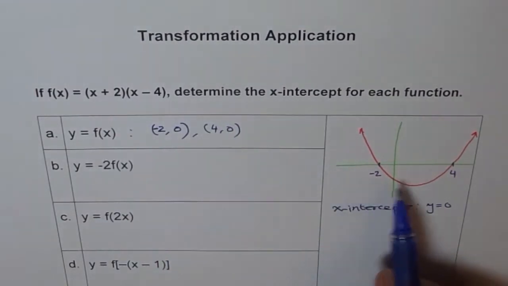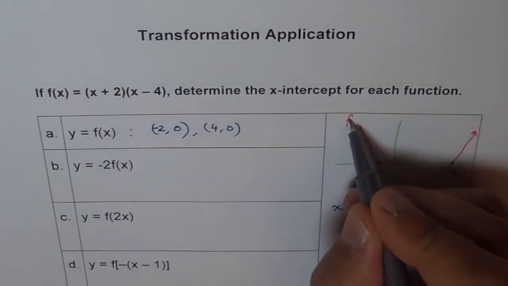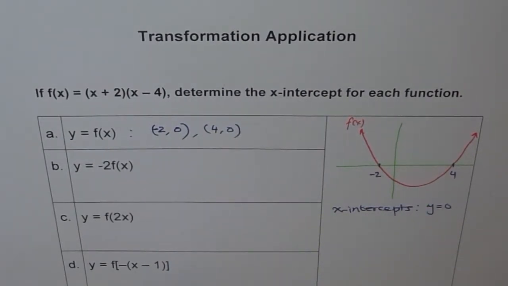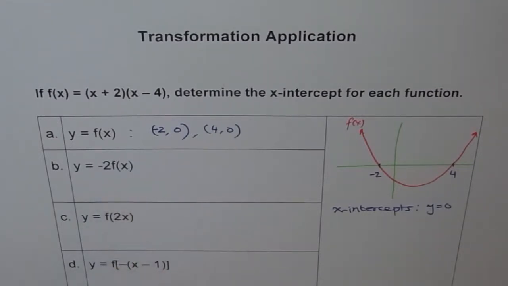So as I've shown here on the graph, this is my function f of x, correct? The idea to show this graph on the side is to show you what really happens on the graph and where the x-intercepts move, to get our answer. Now the second function is y equals minus 2 f of x. So what will this minus 2 do here? It is a reflection and vertical stretch by 2.